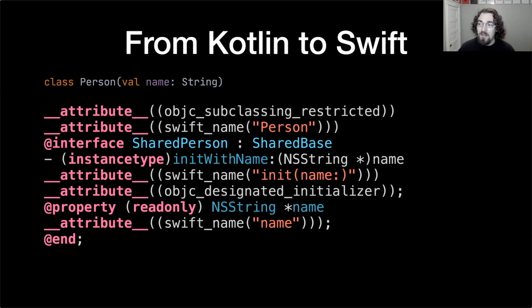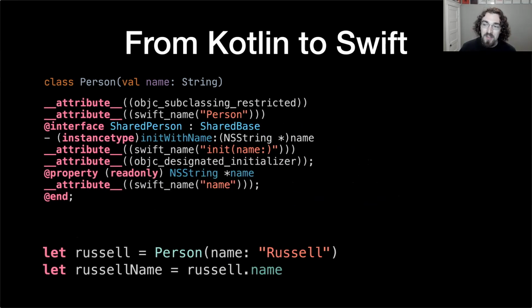And then there's a couple of annotations in there that basically make the calling from Swift a little cleaner than what it looks like from Objective-C. So in your Swift code, you can create a person in a way that looks fairly familiar if you're used to Swift or Kotlin, and you can read the property out of that person.